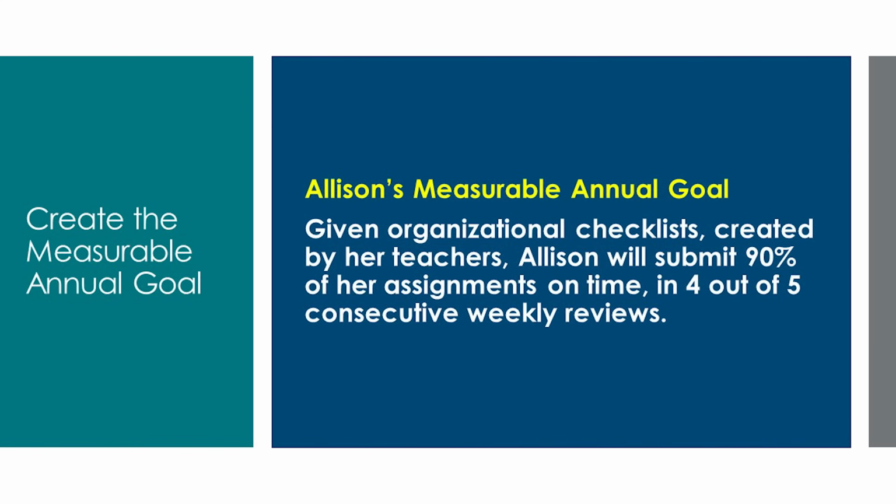So based on the information that we gained from the present levels, here is the measurable annual goal that was created to help Allison build on her time management and organization skills. And the goal is, given organizational checklists created by her teachers, Allison will submit 90% of her assignments on time in 4 out of 5 consecutive weekly reviews. And as you can see, this goal is clear and concise. It can be easily progress monitored, and it also contains all the required components of a well-written measurable annual goal: the condition, the student name, the clearly defined behavior, and the 3 performance criteria components.